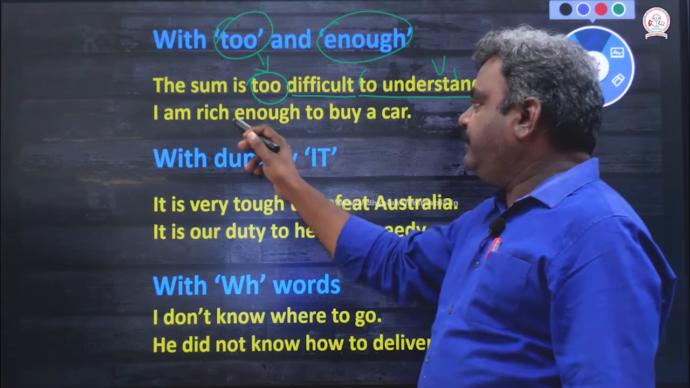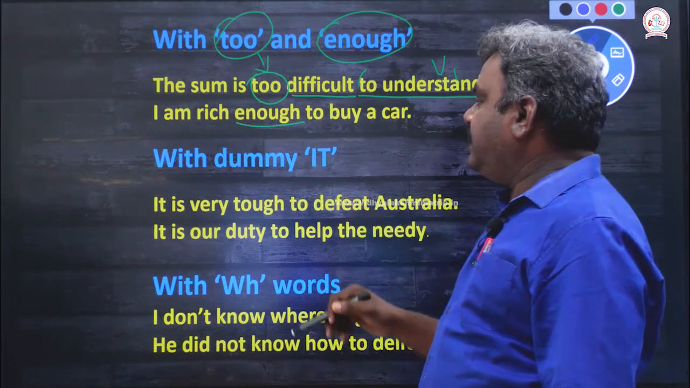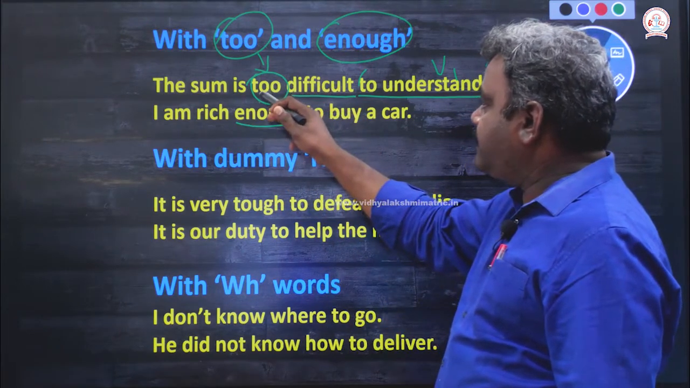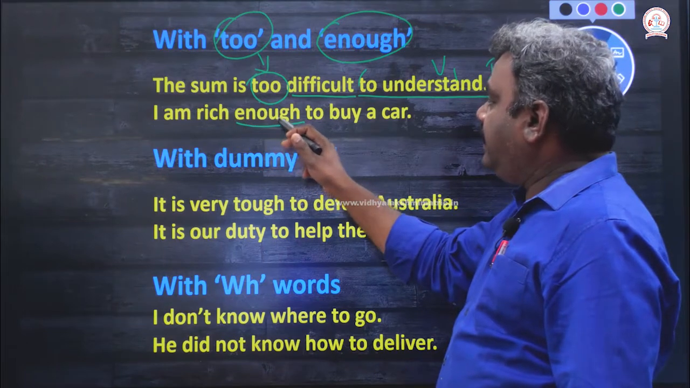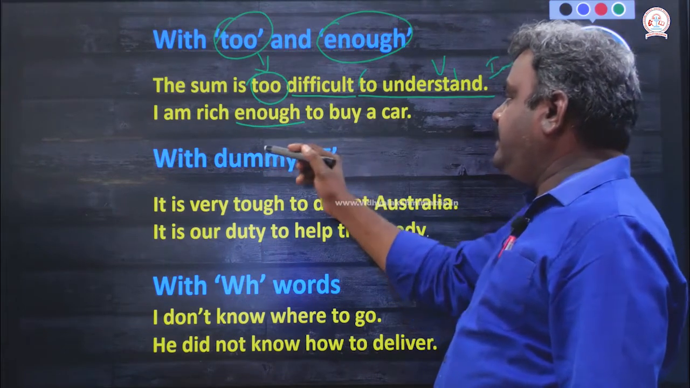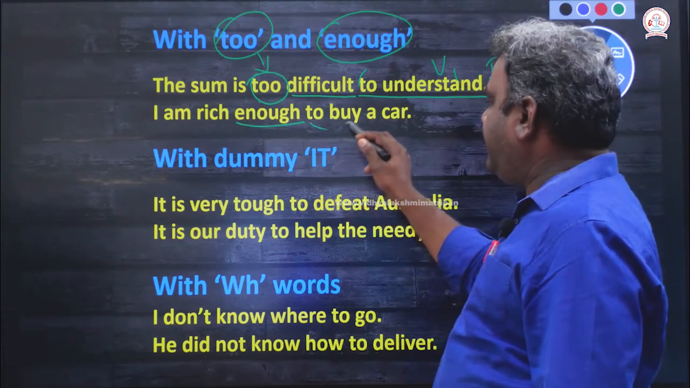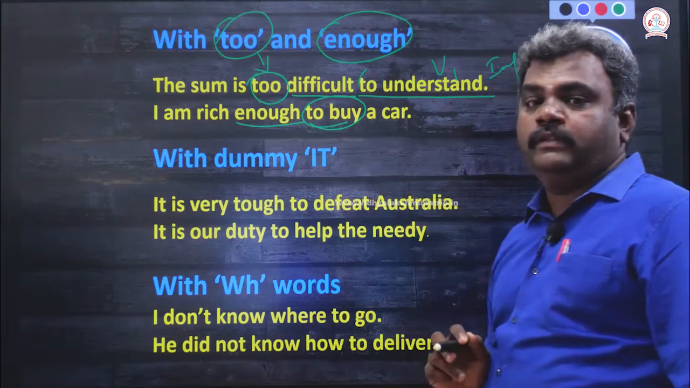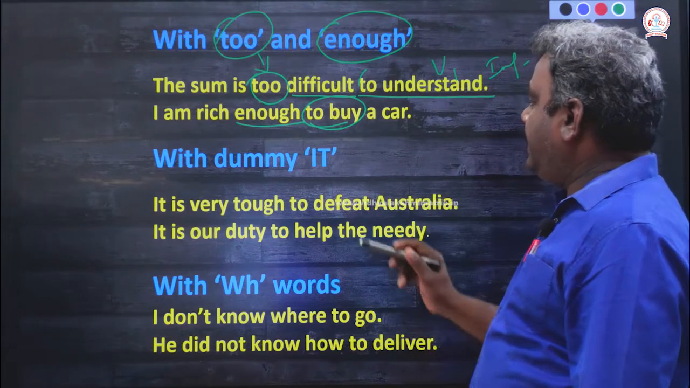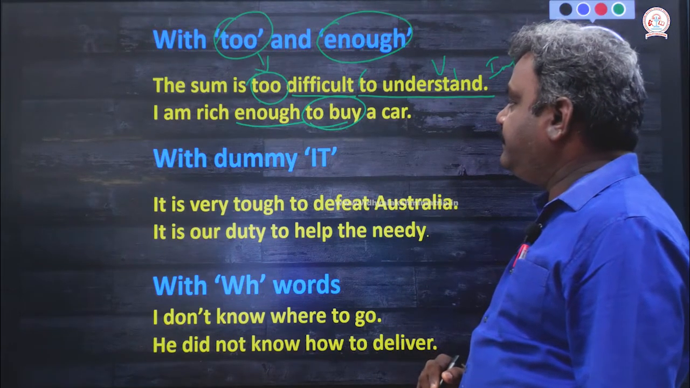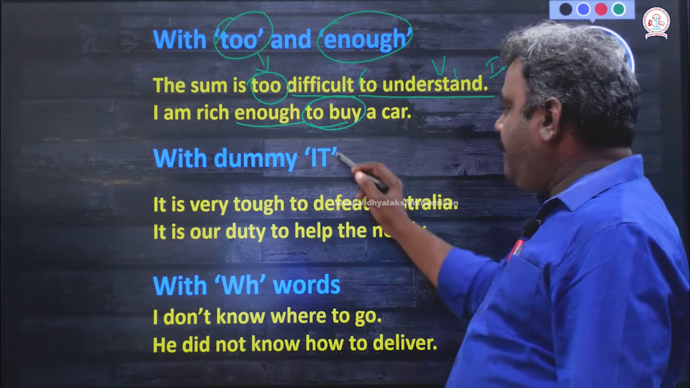I am rich enough. After the adjective it comes. Look at this: before the adjective comes too, but enough comes only after the adjective. I am rich enough to buy. So very easy to understand. This is infinitive.